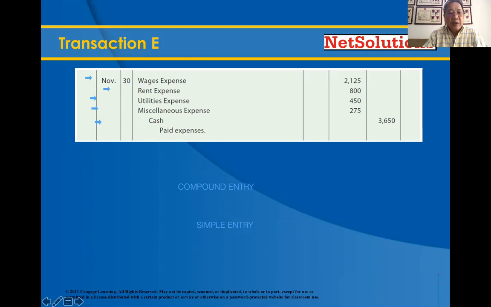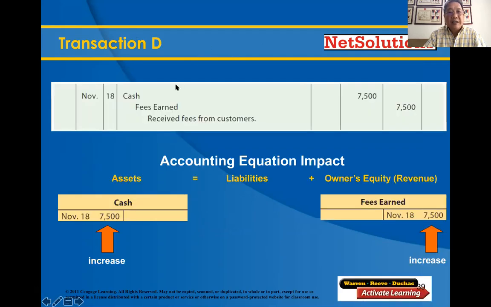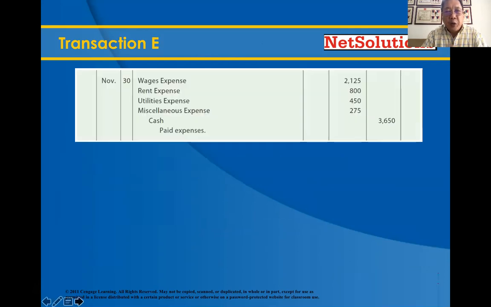So katulad nito, yung mga nakaraan natin ay puro simple entry. Kasi ang naapektuhan lang ay dalawang account. Ito yan, simple entry. Again, 2 accounts ang naapektuhan. Simple entry. Pag more than 2 accounts ang affected sa transaction, compound entry. Wala yan sa libro. Turo ko yan sa inyo.